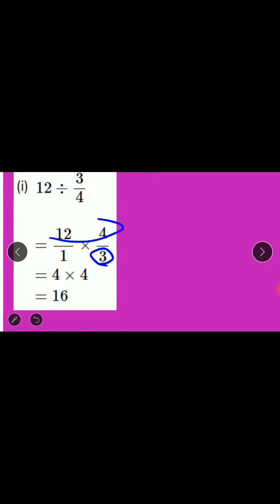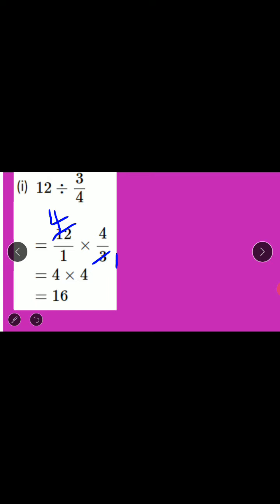And check in the numerator, is there any number which is divisible by 3? Of course, which number? 12. This 12 will be divisible by 3. The numerator 12 and the denominator 3, we are going to divide by the common factor 3. In 3, how many times 3? 1 time. In 12, how many times 3? 4 times. 3 ones are 3, 3 fours are 12. Again, we don't have any other common factor between the numerator and denominator.